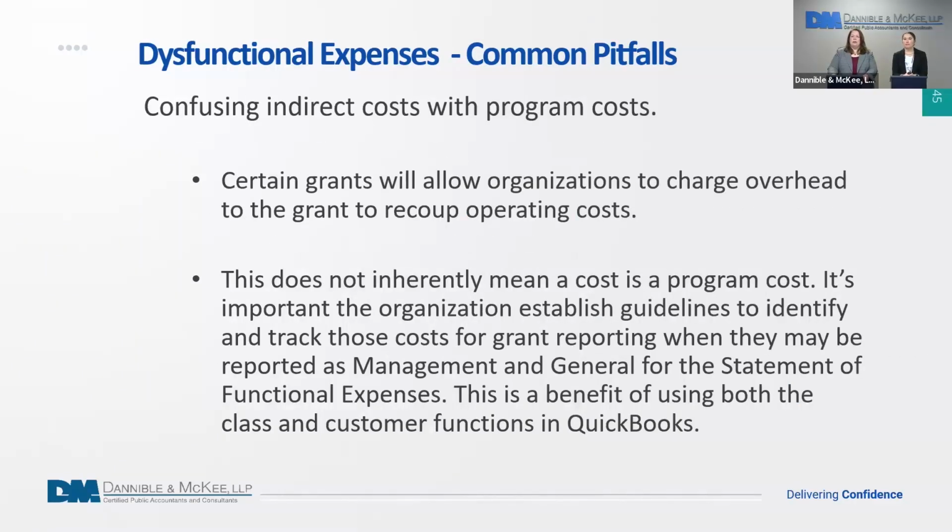Okay, confusing indirect costs with program costs. Certain grants will allow organizations to charge overhead to the grant to recoup operating costs. This does not inherently mean a cost is a program cost. It's important the organization establish guidelines to identify and track those costs for grant reporting when they may be reported as management in general for the statement of functional expenses. This is a benefit of using both the class and customer functions in QuickBooks.